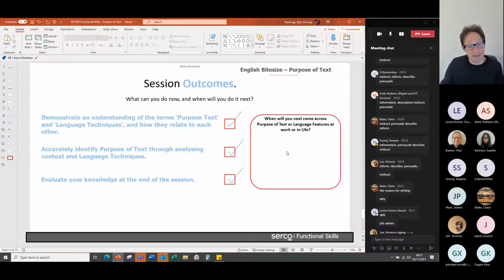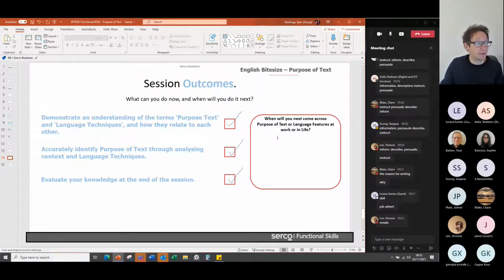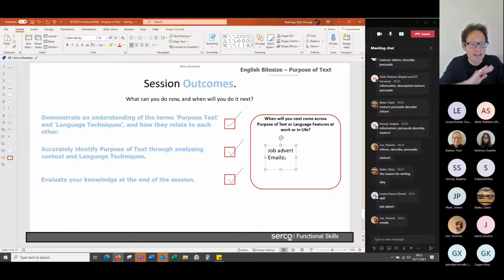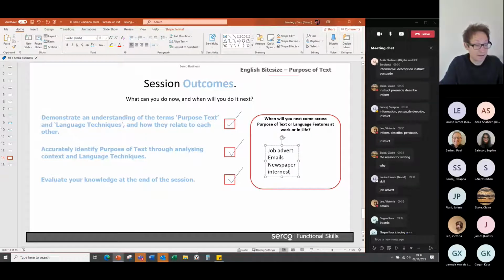The job advert, exactly. So we can put that in there. Emails, exactly. Because basically everything that's ever written is always written for a reason. So if you look at any piece of writing, you're going to be looking at purpose of text, and you're probably going to be looking at language techniques as well. So the newspaper, the internet, yeah, notice boards.